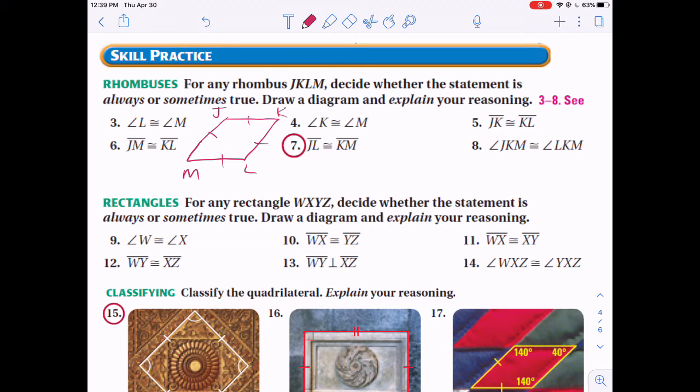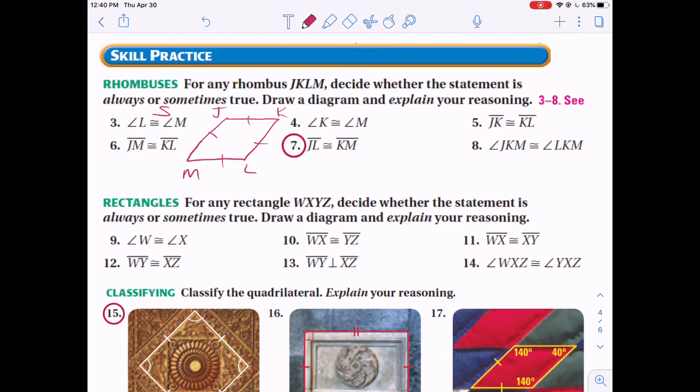You know the opposite angles are equal. It says angle L equals angle M. Well, on a rhombus, are these two angles always equal? No, they sometimes are, if it's a square, but not always. So they ask you if it's sometimes or always. This is going to be a sometimes true. So I'll just put an S here for this one.